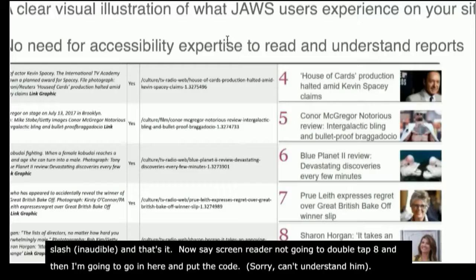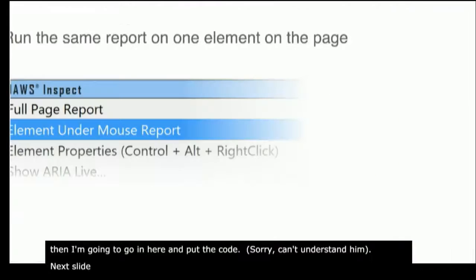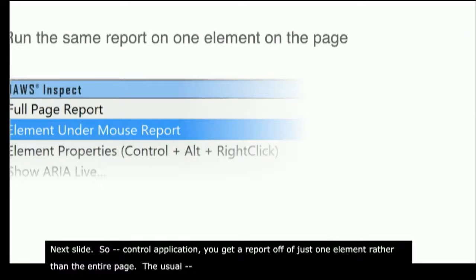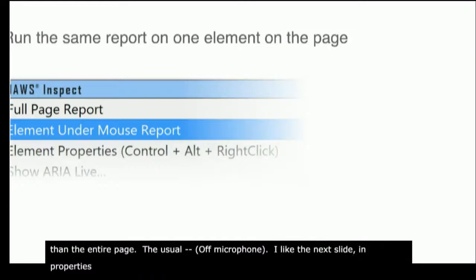All right, next slide. This one's an element under mouse report. So if you're a mouse user, or a keyboard user with a control applications key, you can get a report off of just one element rather than the entire page. This is useful because if you're only looking at one sample or one object, it's a little faster for you. I actually like the next one, the element properties, and I believe I'm going to skip past just the menu on this one.